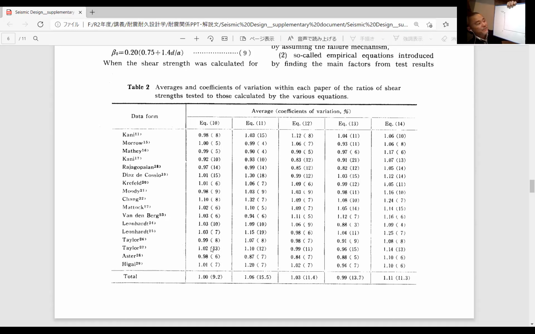For example, if you plot V experiment, the shear capacity obtained in experiment, and Professor Okamura's calculation results, some data of, for example, a German research institute is plotted like that, okay? Above their calculation. Maybe Professor Okamura guessed the reason in this way.